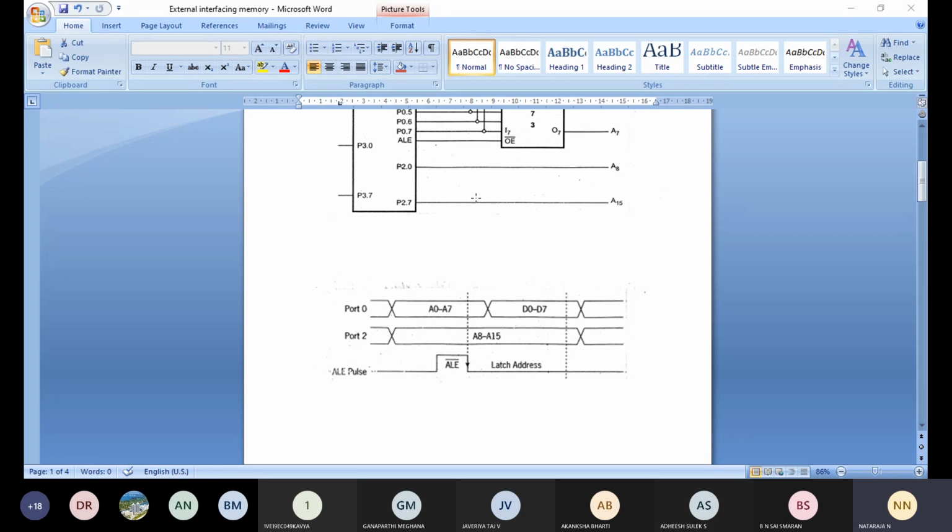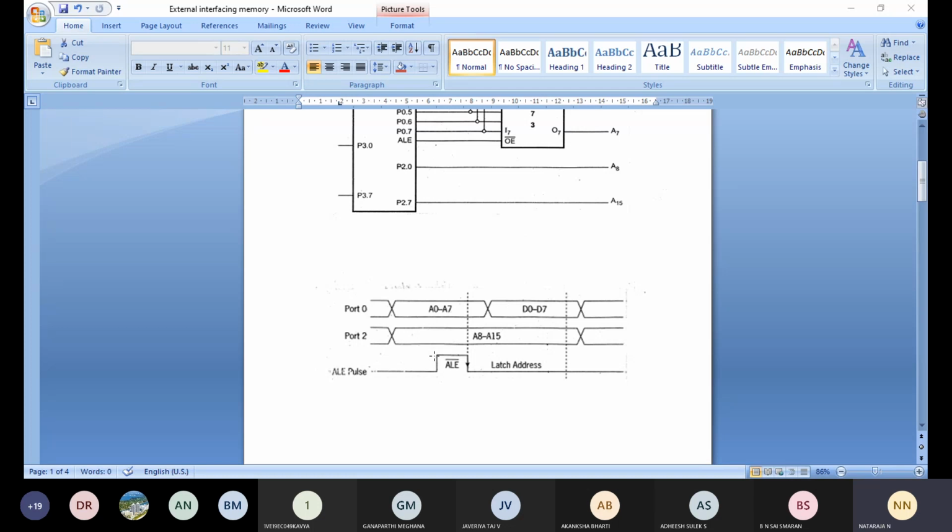If I give ALE bar equal to 1, port 0 contains address bus. If I give ALE equal to 0, port 0 contains data bus. Keep it in mind, if I give ALE equal to 1, port 0 contains only address A0 to A7. If I give ALE equal to 0, port 0 will consist of only the data bus.